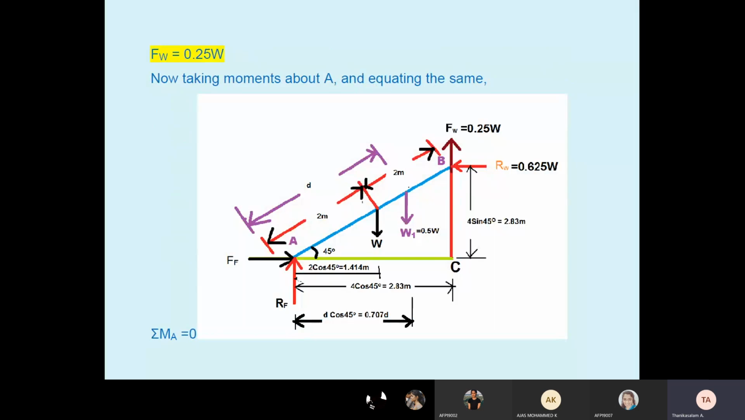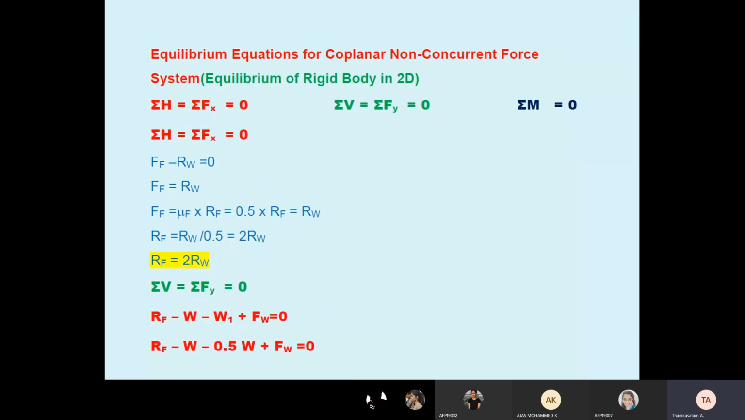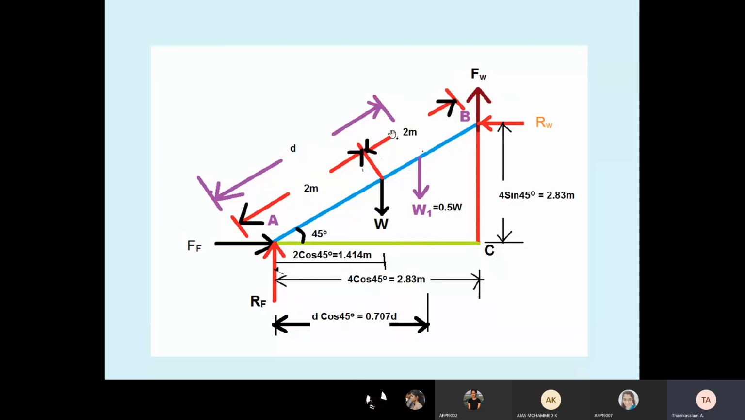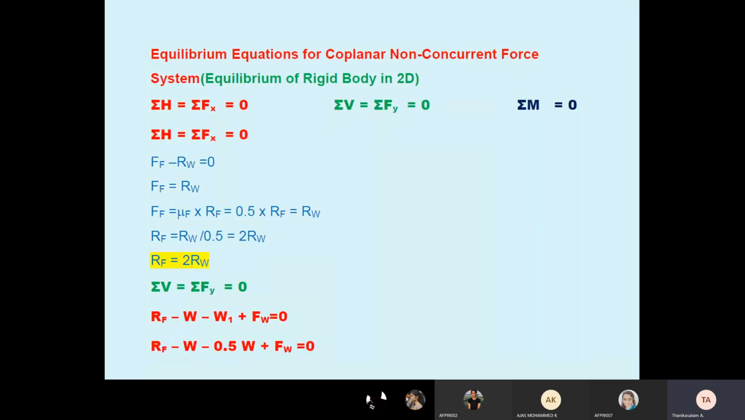You should verify. How to verify? D is 3.22 meter, and our total ladder length is 4 meter. The man has walked some distance, so definitely it is less than 4. Okay, our answer is correct. So we solved three very simple problems. We have used summation of horizontal forces equal to 0, summation of vertical forces equal to 0, and moment equal to 0. Why did we use these equations? Because they are non-concurrent forces. So that problem is over.